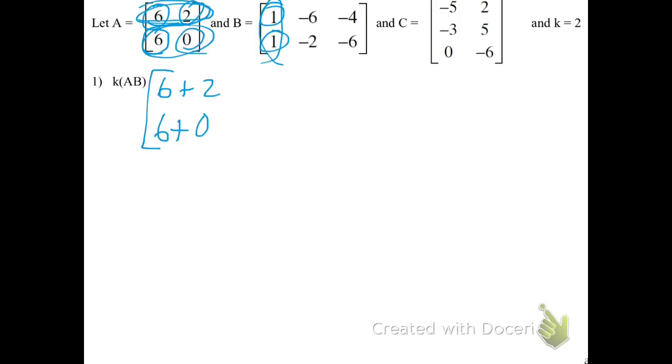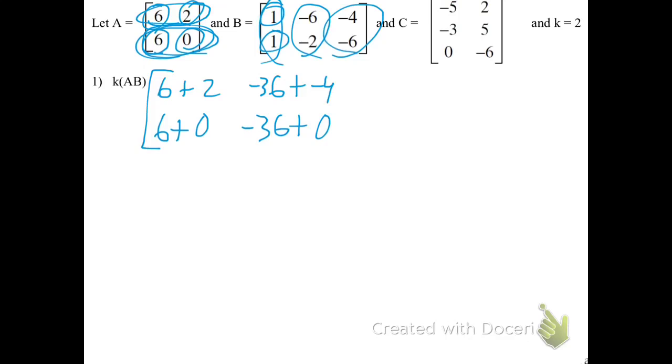Moving on to the second column, so first row times the second column. 6 times negative 6 is negative 36. Add 2 times negative 2, which is negative 4. Moving on to the second row times second column. 6 times negative 6 gives you negative 36. 0 times negative 2 is 0, so add 0.